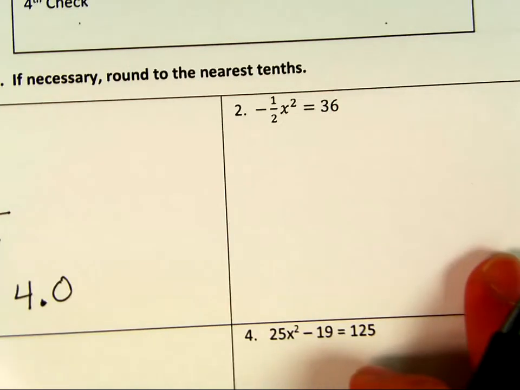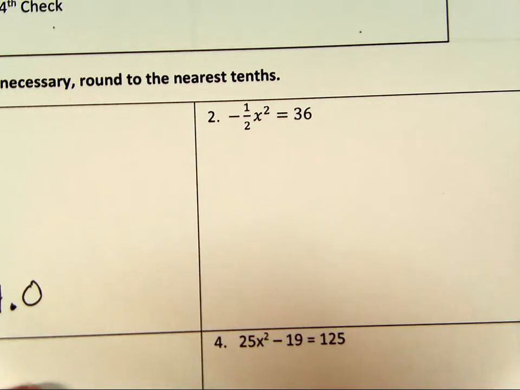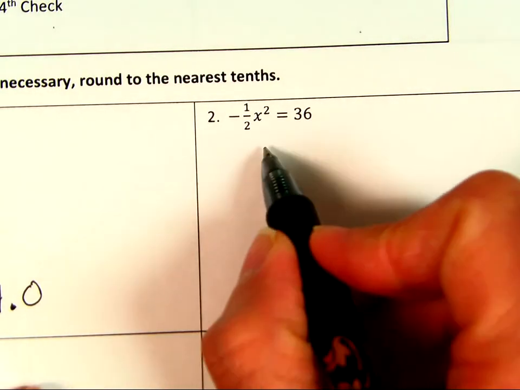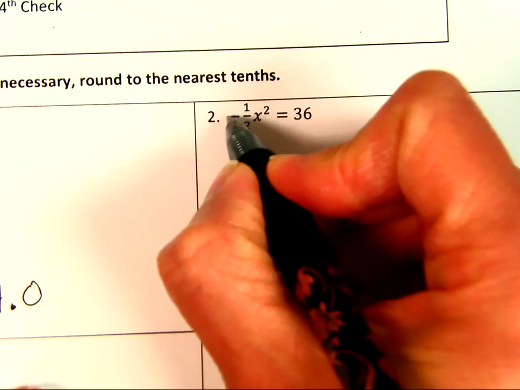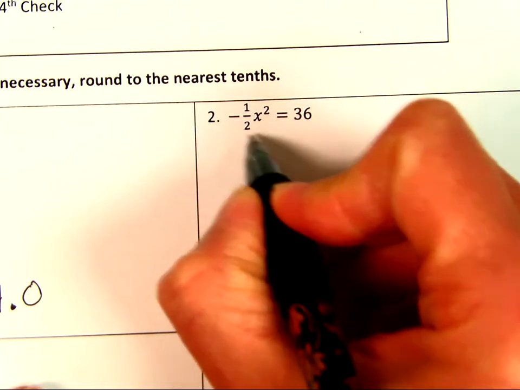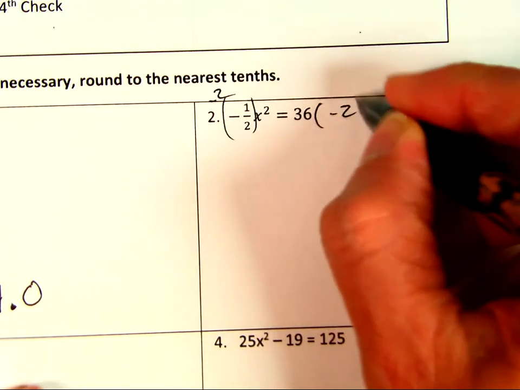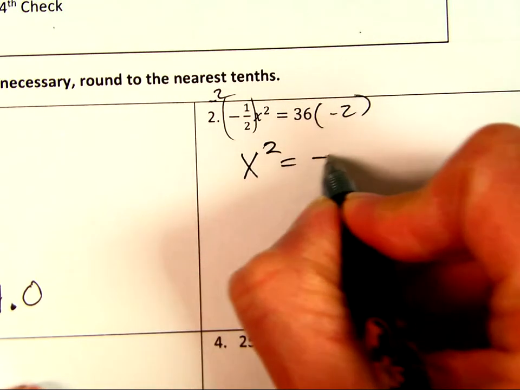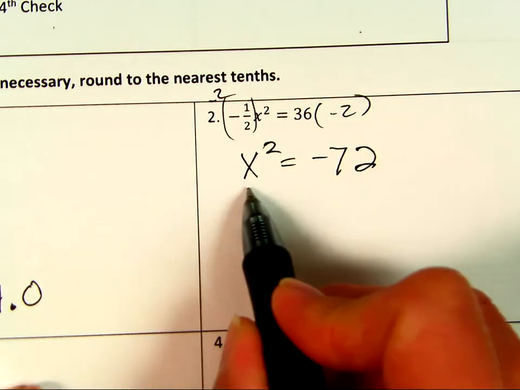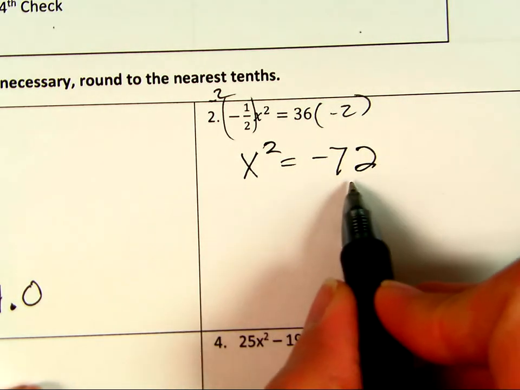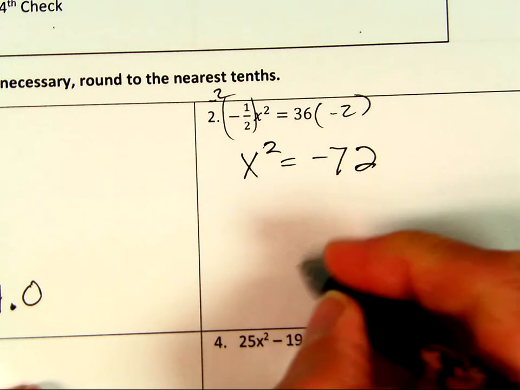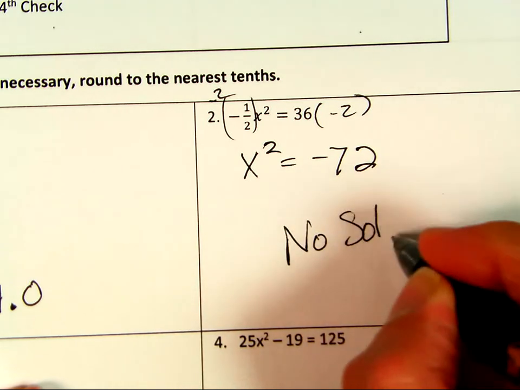Okay, we're going to go over here. So what are we going to do first? We're going to get x squared alone. So we're going to multiply both sides by -2 or divide both sides by -1/2. Either one. -2, -2. So x squared equals -72. X squared is alone. I check to see if it's negative. It is. What does that mean? That's impossible. There's no solution. So we're done.